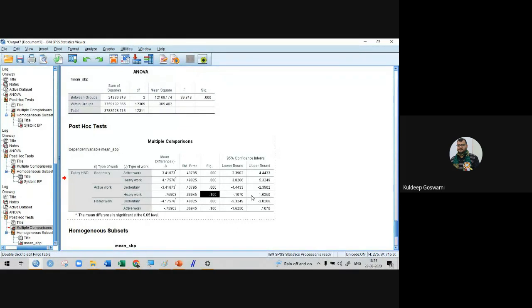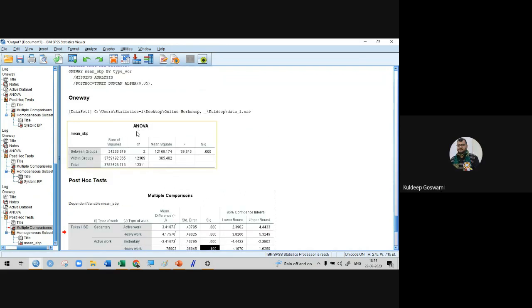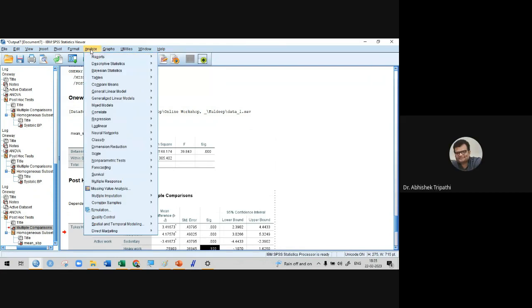So sometimes it is needed to use post hoc analysis. So could you please explain post-hoc analysis again? When to use, how to use? When to use and why we have to use post-hoc?